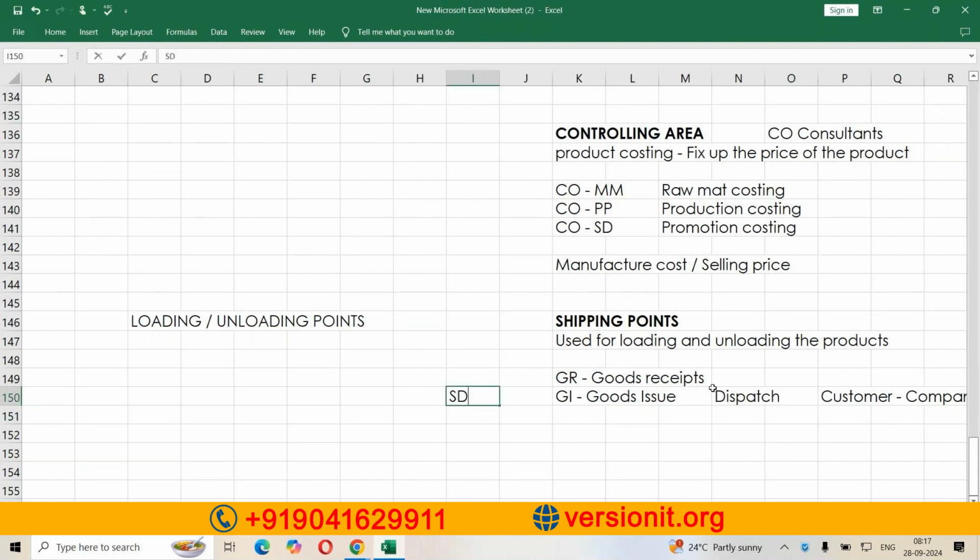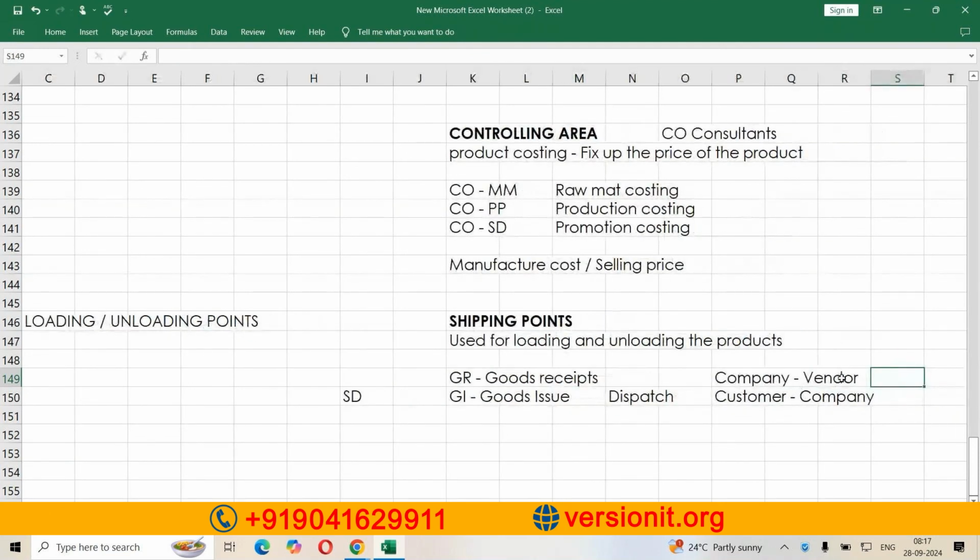And when you receive the stock, when you purchase, when a transaction is done between the company and the vendor, the company is going to be placing an order to the vendor and the vendor will be supplying the product. So the MM team will be working with goods receipt. So you need to know the difference. We use it for dispatching the stock and for receiving the stock. And this particular shipping point creation is going to be part of your SD department, or you're going to find LE consultants dealing with that.